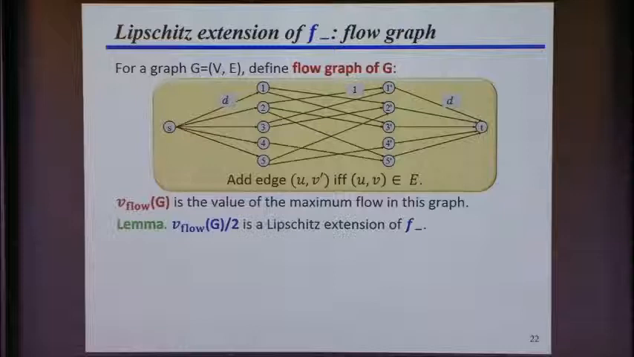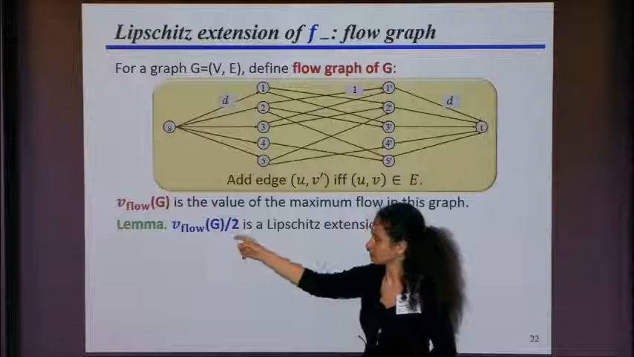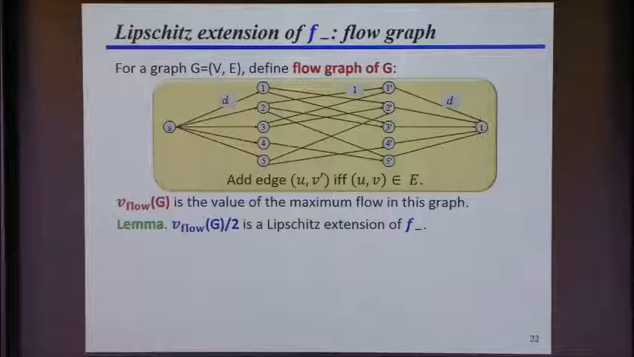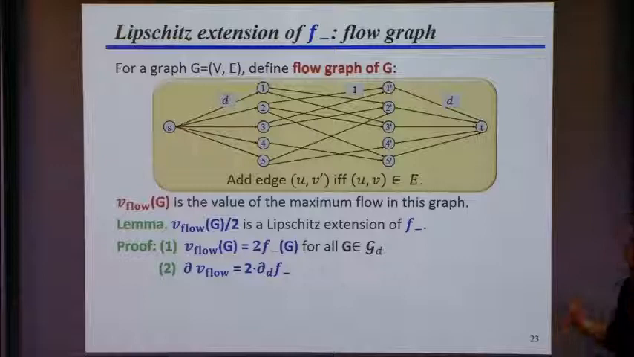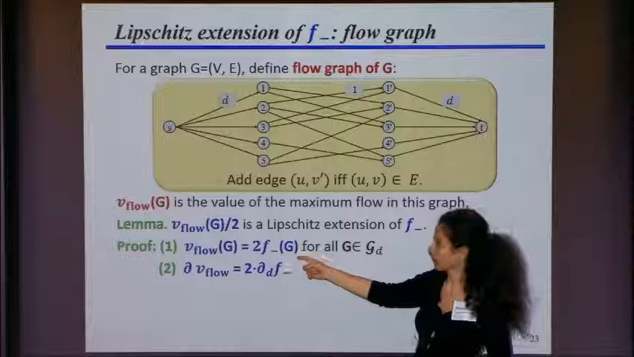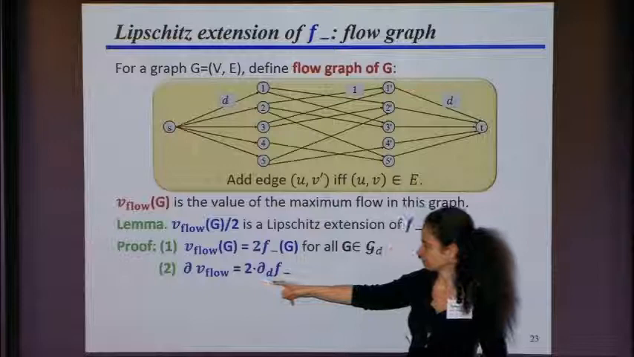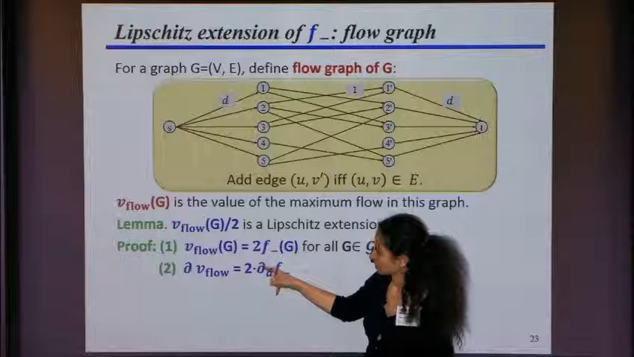So the claim is that this function over 2 is a Lipschitz extension of the number of edges, and this is easy to show. Let me at least state what we have to show. Remember, in order to see that it's a Lipschitz extension, we have to show that it has the right value for bounded degree graphs, and also that the global sensitivity in general is equal to the global sensitivity on bounded degree graphs. Here I just multiplied everything by 2.